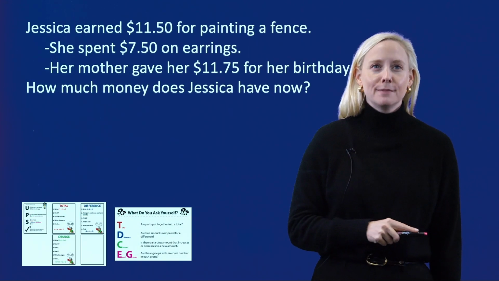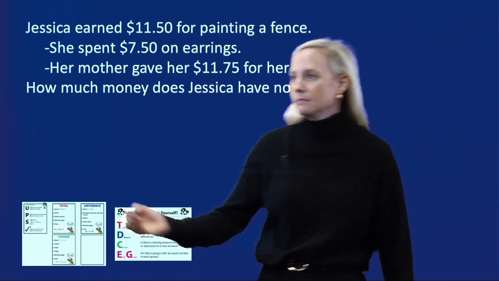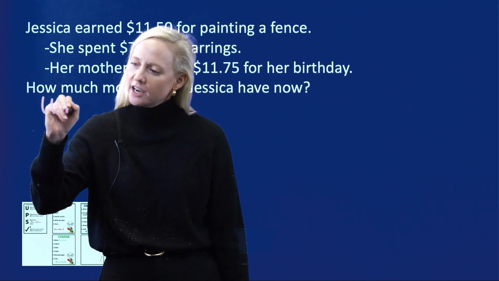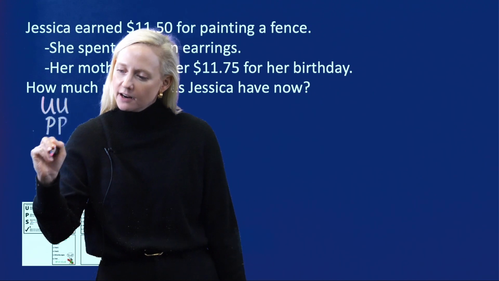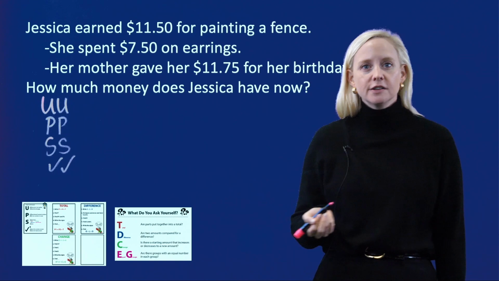First, I'm going to check for a table or a graph. I don't see a table or a graph, but if I did, I would number it. But I'm going to go ahead and write our UPS check squared attack strategy on our side right here. Our first U stands for understand by reading.